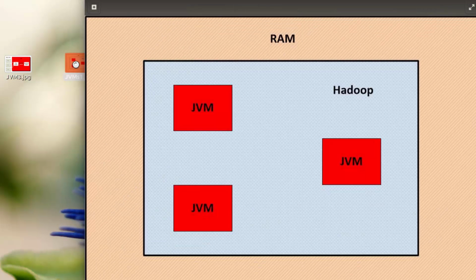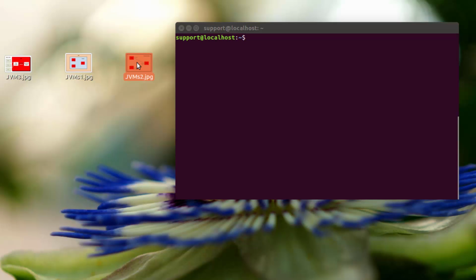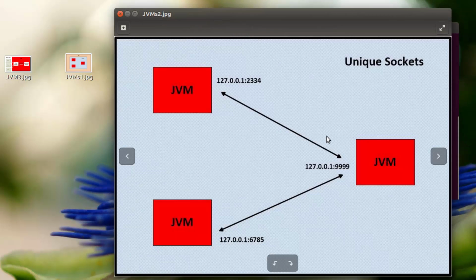So now our Hadoop daemons are all going to reside within their own JVM. So when discussing how the daemons are going to communicate, they're going to communicate via unique sockets. So a socket is an IP port combination. So I'm calling these Hadoop daemons, and a daemon is another word for a server. So if we're talking about a server, it has a listener, which we're going to refer to as its port.